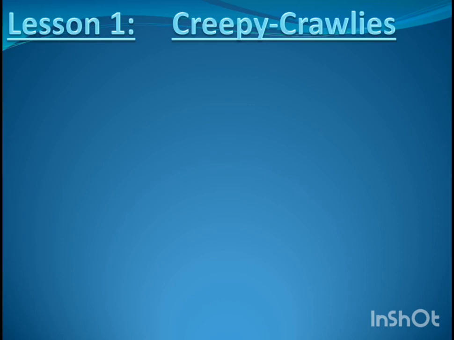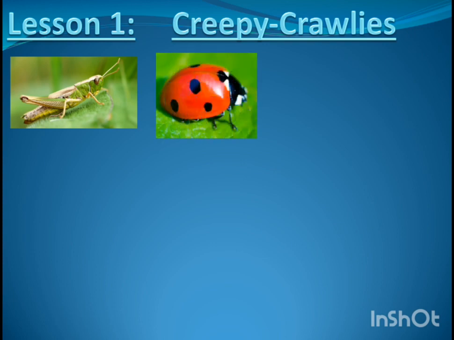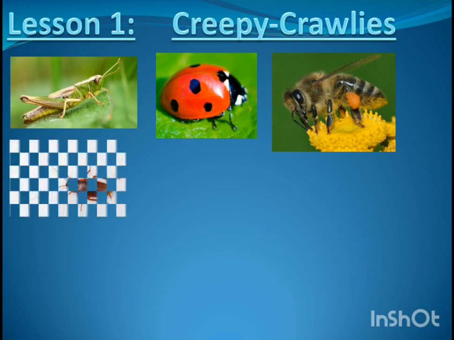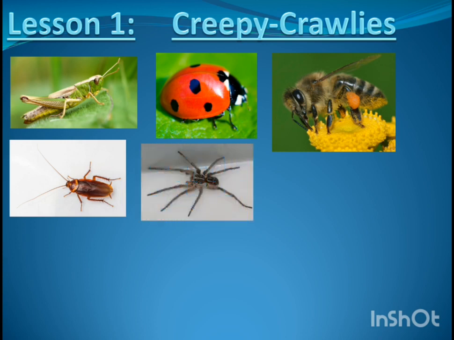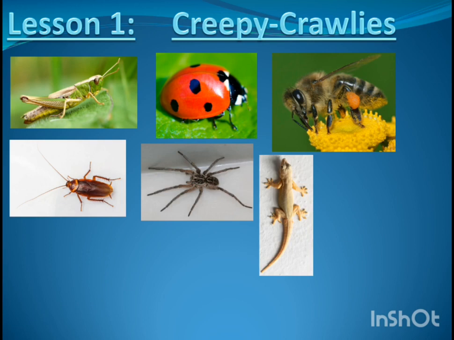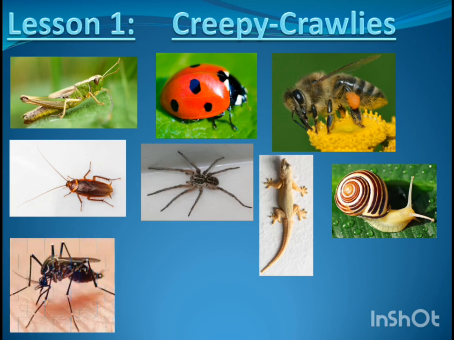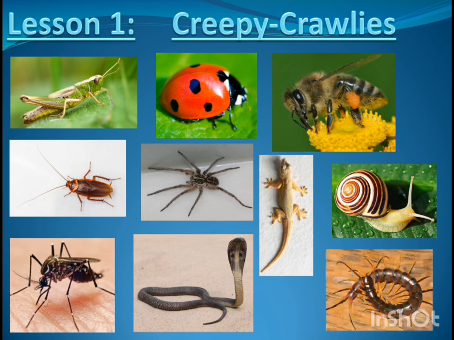Okay, so let me show you some pictures and try to identify the pictures children. So what is this? It's a grasshopper, isn't it? Next, it's a ladybug. Yes. Next you have a honeybee. Yes. Next you have a cockroach. And next you have a spider. And next you have a lizard. Then you have a snail. And next you have a mosquito. And then you have a snake. And then you have a centipede.